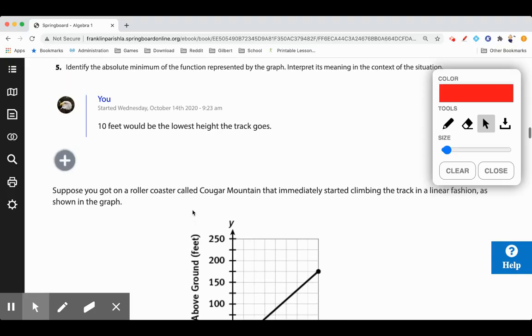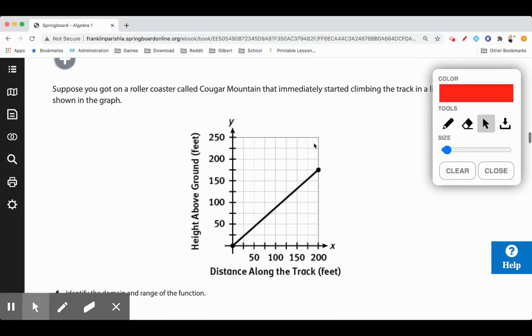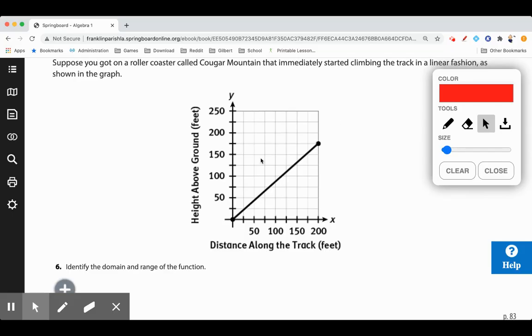All right, suppose you got on a roller coaster called Cougar Mountain that immediately started climbing the track in a linear fashion, as shown in this graph. Okay, remember, independent variable is the distance along the track, because that doesn't change. The track goes this long and stops. The dependent variable would be the height above ground, which does depend on where you are along the track.